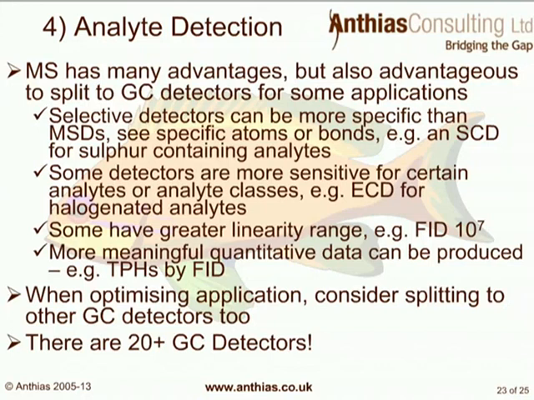So when we're optimizing an application, we could consider splitting to other GC detectors as well. We could be using the mass spectrometer, for example, for qualitative analysis and identification of compounds, but also we could be using a GC detector for the quantitative analysis, especially very high sensitivity detectors for certain compounds. There are more than 20 GC detectors on the market, so there's quite a large range of choice. So yes, mass spectrometers have many advantages, but we might also think about using other GC detectors too.